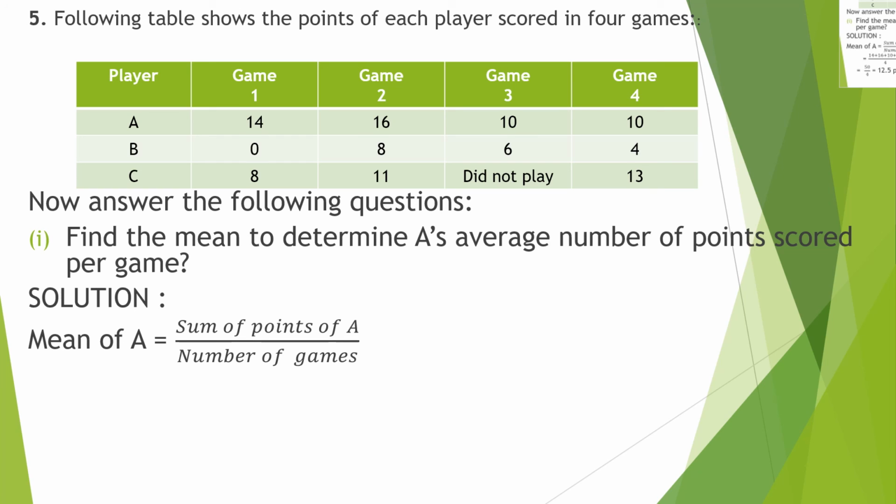So to find the mean of A, we can write sum of points scored by A upon number of games played. So we get 14 plus 16 plus 10 plus 10 whole divided by 4. While adding, we get 50 upon 4 equal to 12.5 points.